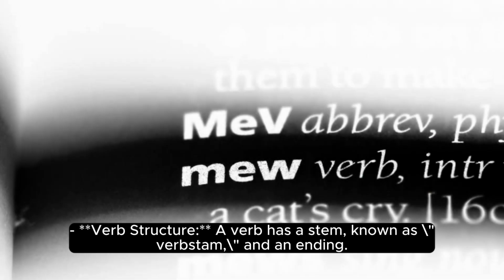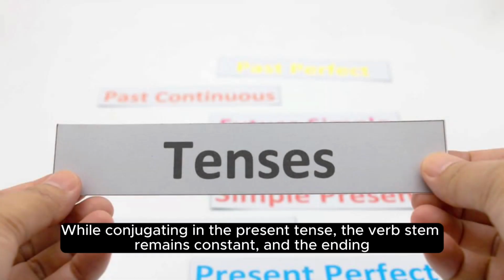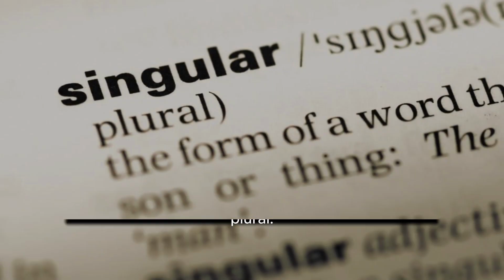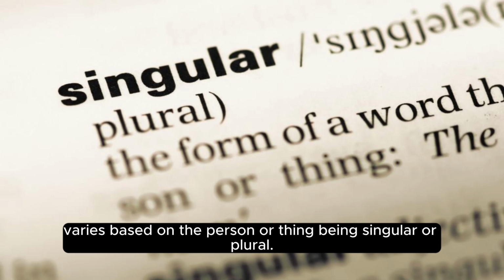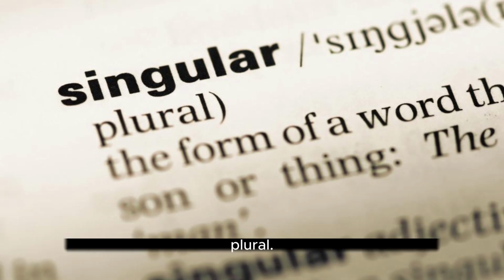Verb structure. A verb has a stem, known as the verb stem, and an ending. While conjugating in the present tense, the verb stem remains constant, and the ending varies based on the person or thing being singular or plural.